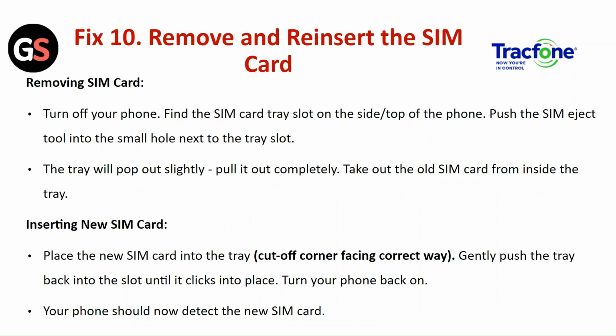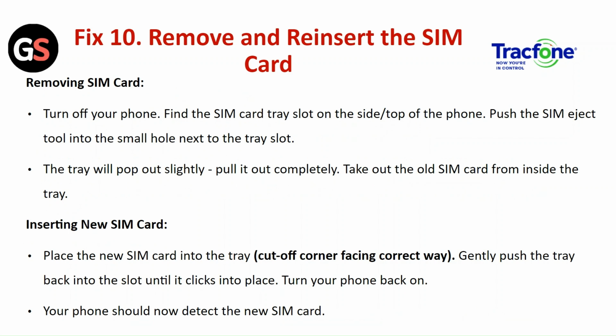Fix 10. Remove and insert the SIM card. Removing the SIM card: turn off your phone and find the SIM card tray slot on the side or the top of the phone. Push the SIM eject tool into the small hole next to the tray slot. The tray will pop out slightly and pull it out completely. Take out the old SIM card from inside the tray.